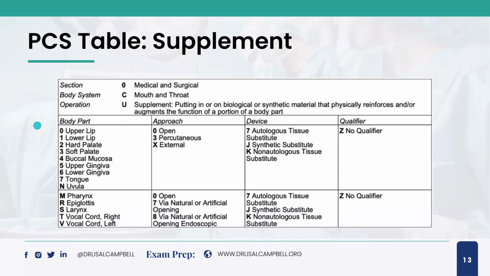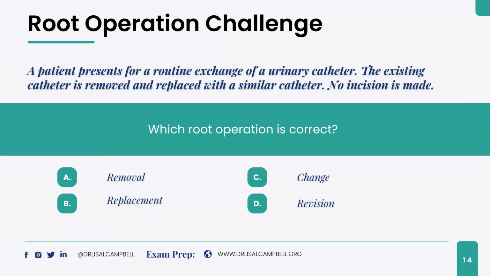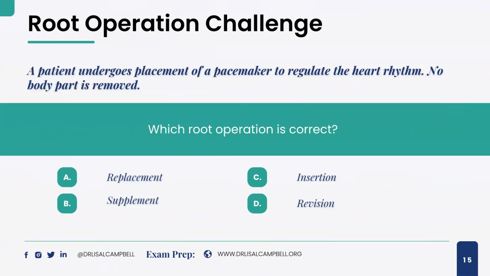All right, let's get into some root operations. A patient presents for a routine exchange of a urinary catheter. See the word exchange? The existing catheter is removed and replaced with a similar catheter, but no incision is made. This is a change. Next up, a patient undergoes placement of a pacemaker to regulate the heart rhythm. No body part is removed. What is that? Insertion.